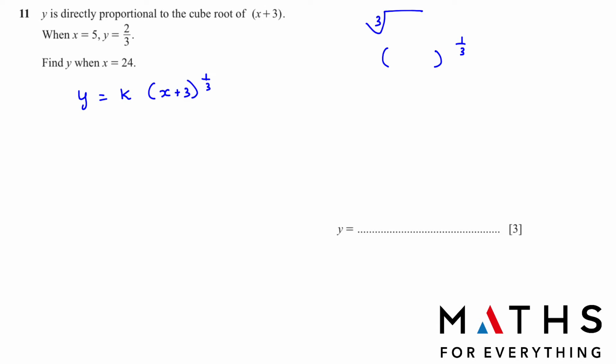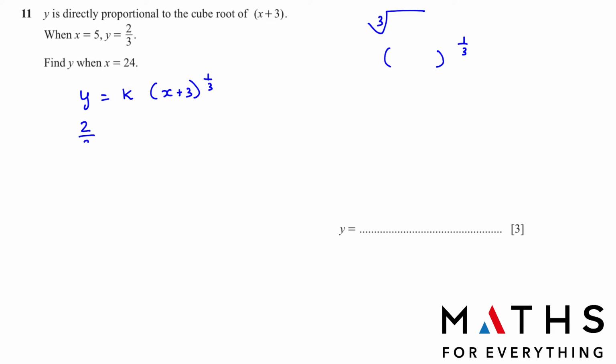When x is 5, y is 2 over 3. Replace our y and our x. Our main work here is to find k. So 2 over 3 is equal to k. Let's put this in the calculator. We will get 2.